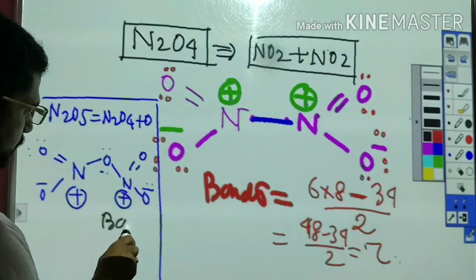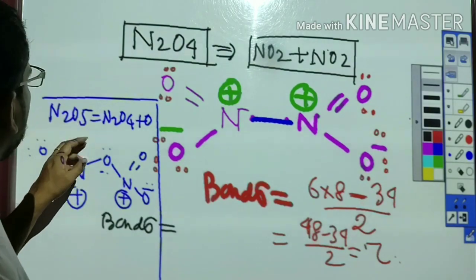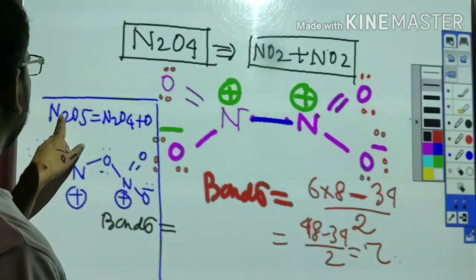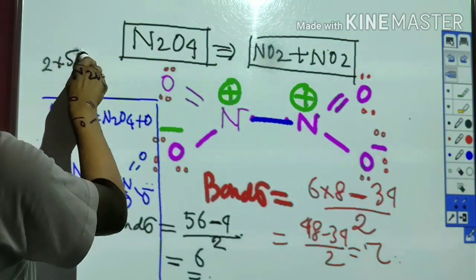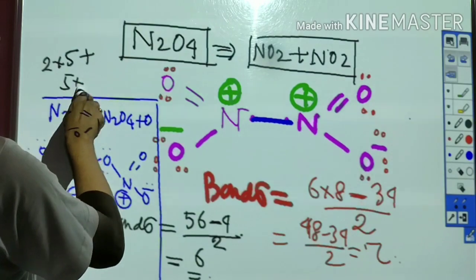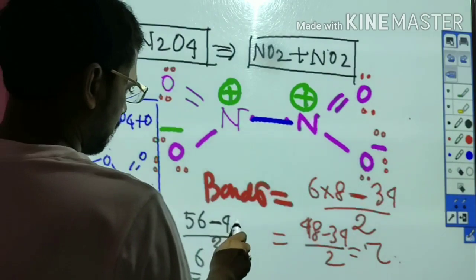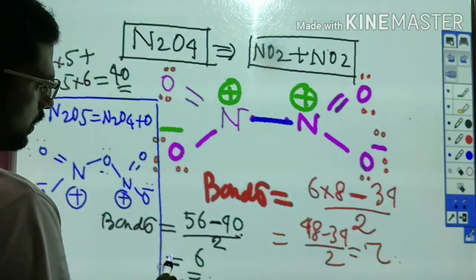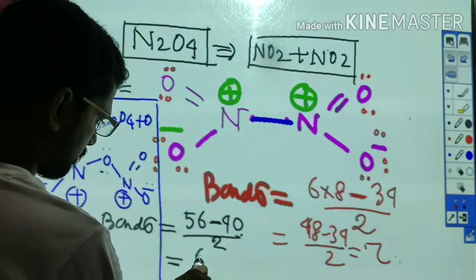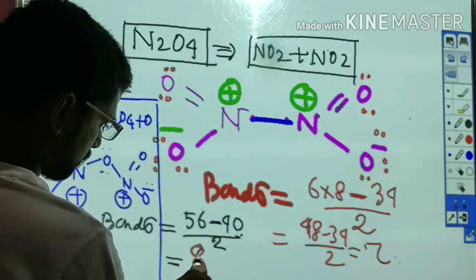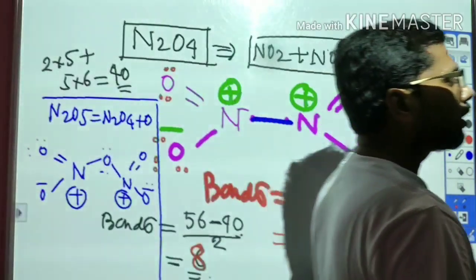Okay, bonds. How many bonds will there be? Bonds, say 5 to 7. So 7 multiplied by 8, 56. 2 multiplied by 5 plus 5 multiplied by 6 is 40. Sorry, so 40, 56. That means 16, which means 8 bonds: 1, 2, 3, 4, 5, 6, 7, 8. That's all done. 8 bonds.